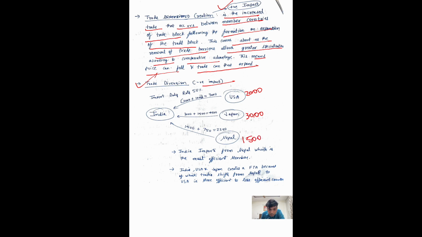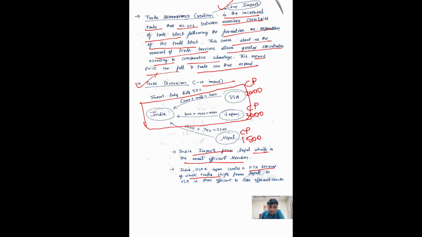Trade diversion. India imports from Nepal, which is the most efficient member. So the cost price over here is 1500 CP, over here is 3000 CP, over here the cost price is 2000 for US. So clearly we can see that we were importing from Nepal because it was the most efficient producing member. But because of the creation of a free trade area, basically a free trade area was created between these countries. Let's suppose India, US, and Japan.